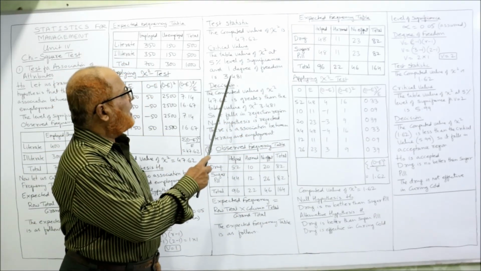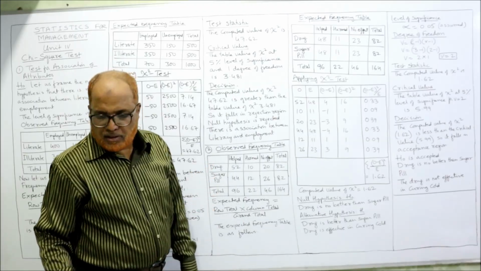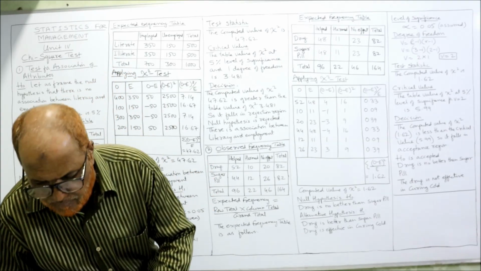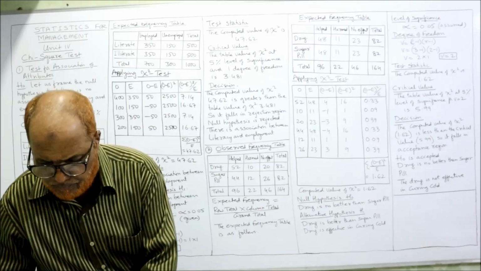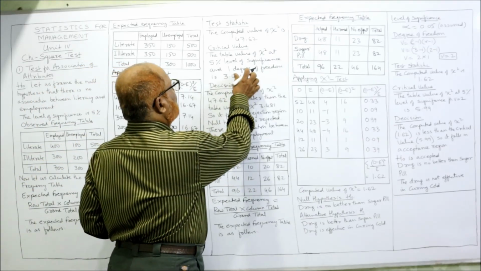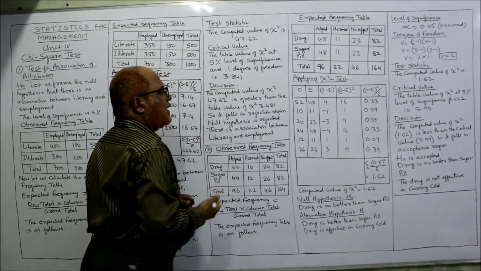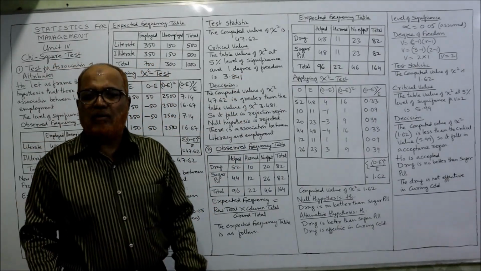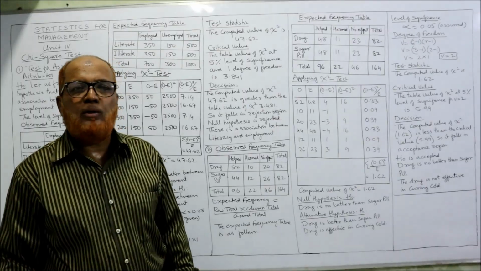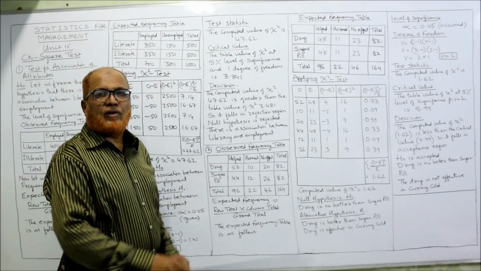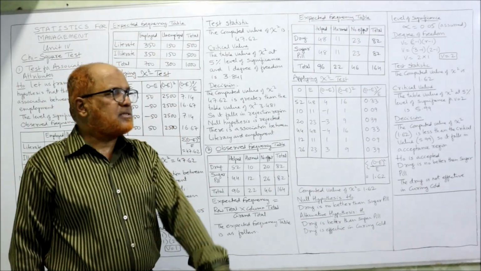3.841. 841 or 481? It is 841. 3.841. This is the table value or critical value of chi-square for 1 degree of freedom at 5% level.